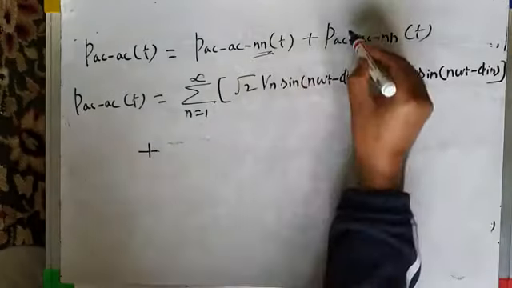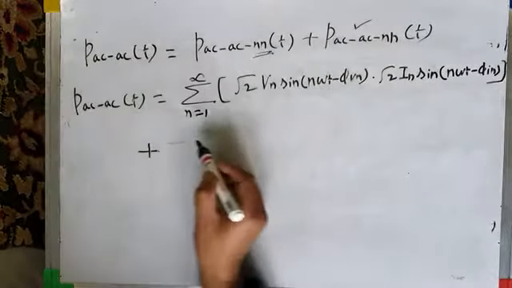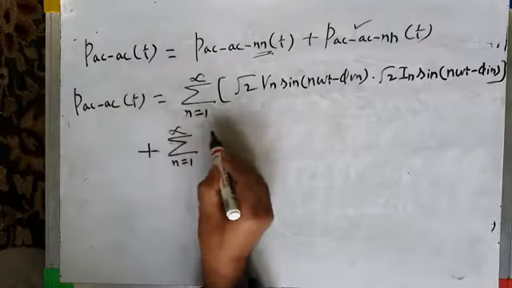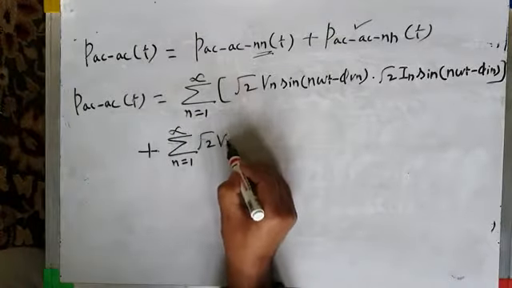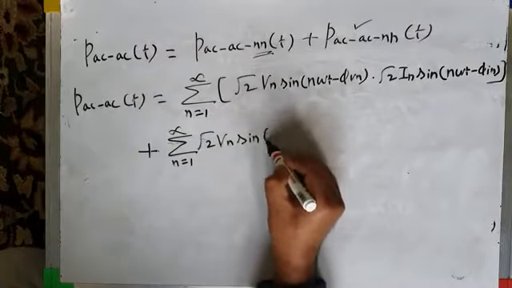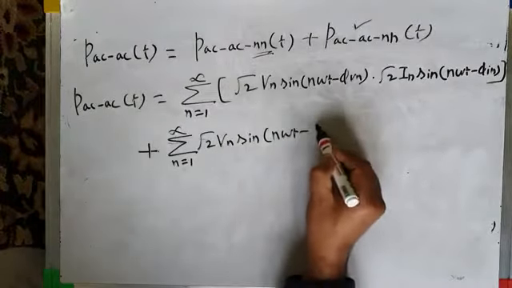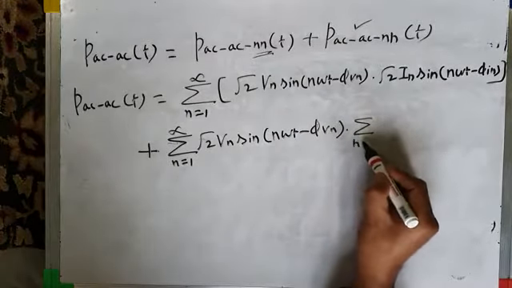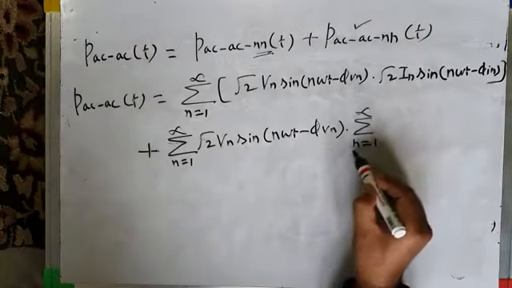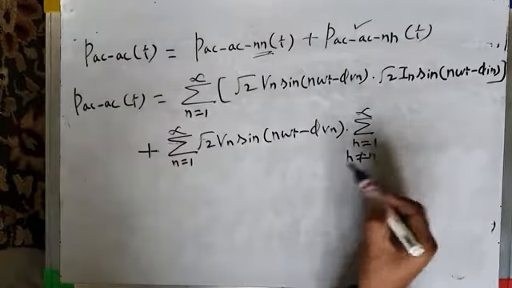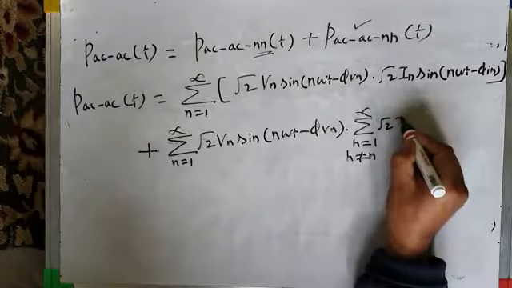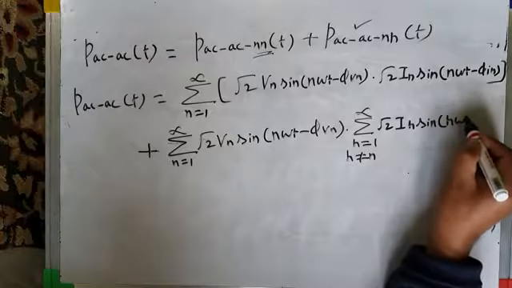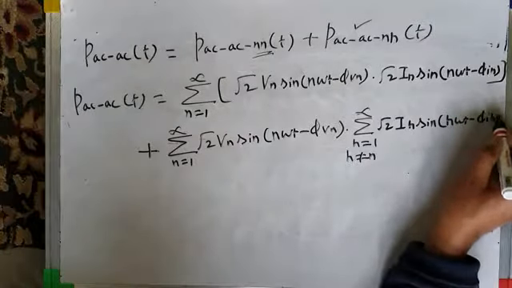Plus, let us go to the second term, P_AC-AC,nh. So summation n equal to 1 to infinity root 2 Vn sine of n omega t minus phi Vn, into, for current you have to take summation h equal to 1 to infinity, and you have to write h is not equal to n, dissimilar frequency terms, root 2 IH sine of h omega t minus phi IH.